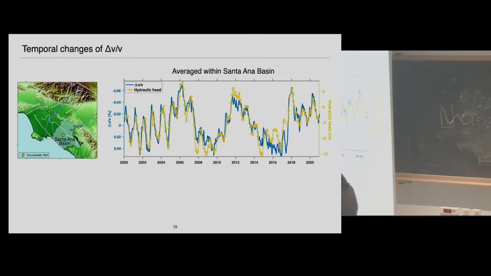So that plot before was averaged over the entire study area. Here, I zoom into one basin to look at some localized change. So the blue line, again, is dV over V, but only averaged within Santa Ana Basin. The yellow line with circles is the hydraulic head or water level measured at a local well. So you can see over the past 2 decades, the delta V over V and hydraulic head match very well with each other, both regarding the long-term change and the short-term changes.